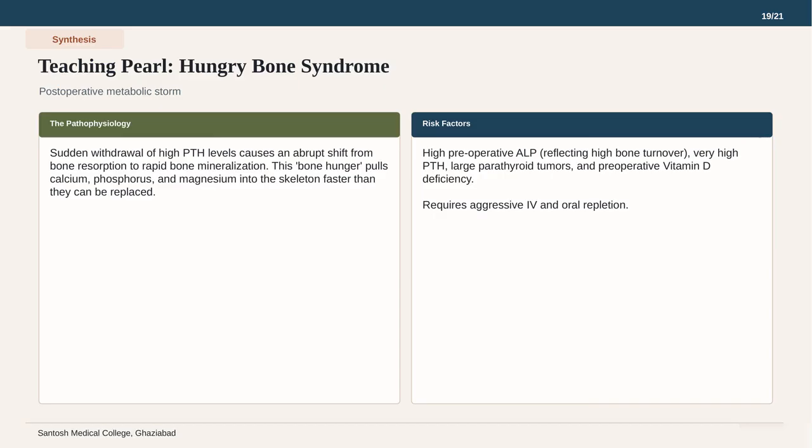On the right, we see the risk factors for this condition, including high preoperative alkaline phosphatase, extremely high parathyroid hormone levels, large tumors, and vitamin D deficiency. All of these factors were present in our case. Managing this syndrome requires aggressive intravenous and oral repletion to prevent dangerous levels of hypocalcemia. It is a predictable but intense metabolic storm that must be anticipated in any patient with severe hyperparathyroidism. With these metabolic lessons in mind, let's summarize the key management priorities for such cases.